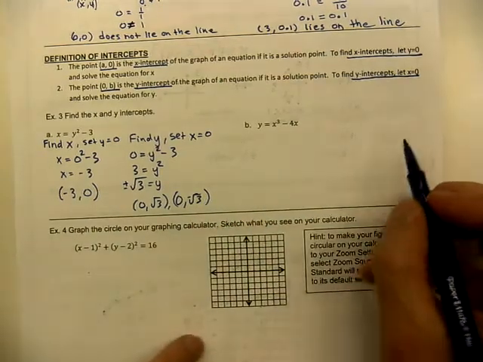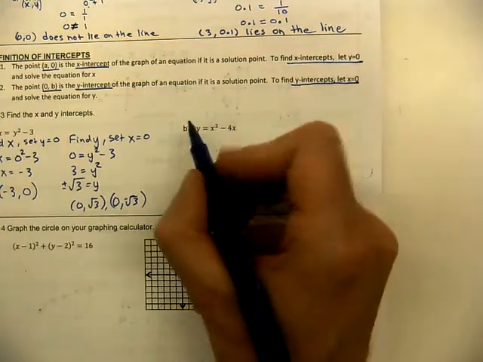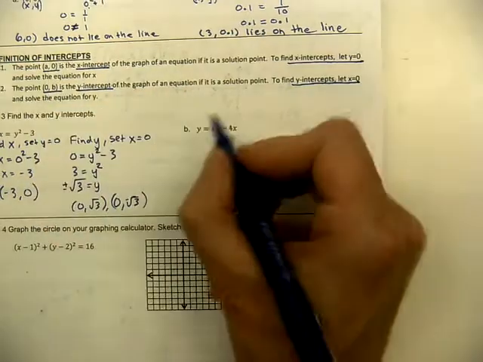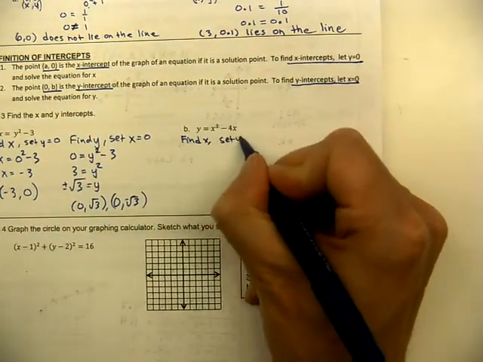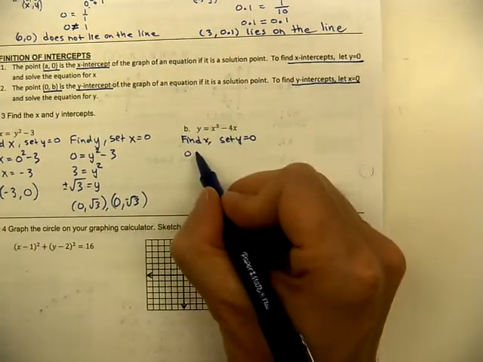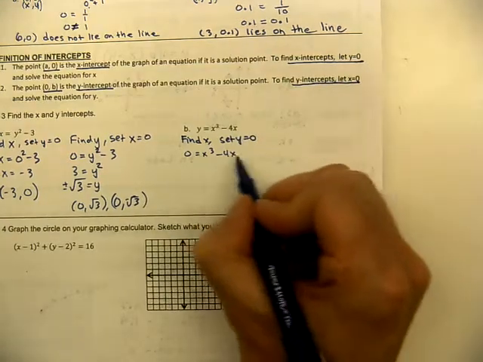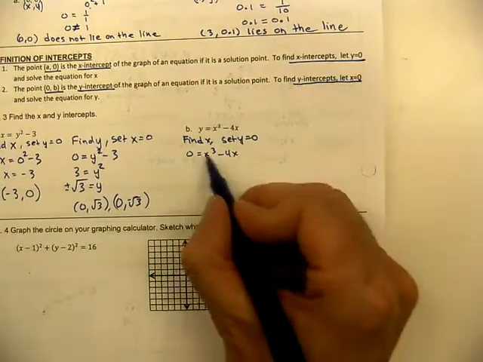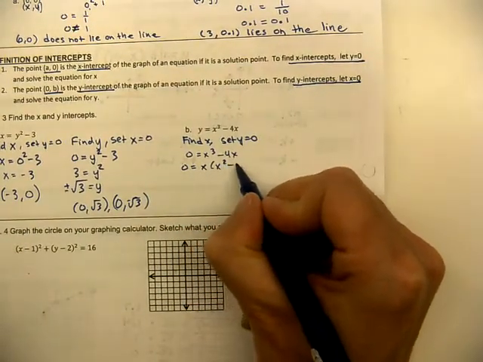Let's do one more. Here's part B. In this one, we have y equals x cubed minus 4x. So let's start by finding the x-intercept. That means set the y to 0. So to find x, I will set y to 0. So I'm plugging in 0 on the left-hand side. 0 equals x cubed minus 4x. Now you have to think, okay, how do we solve that? Remember, factoring is going to help us out a lot as we have a common factor of x. So 0 equals x times x squared minus 4.